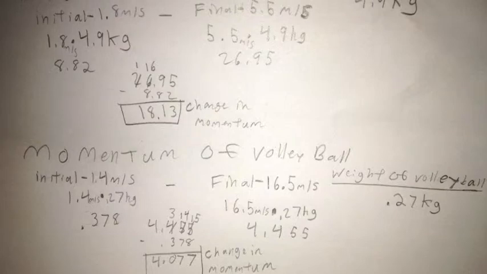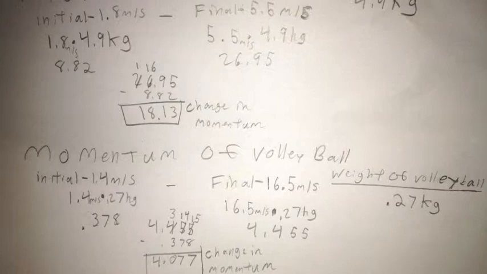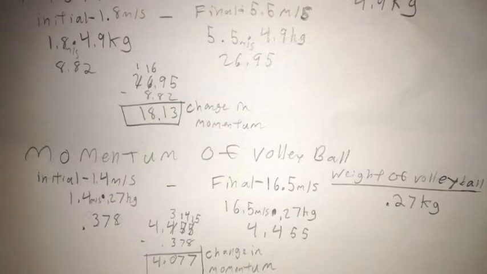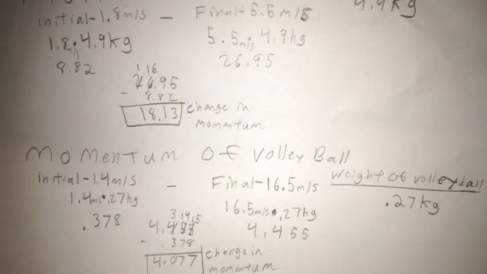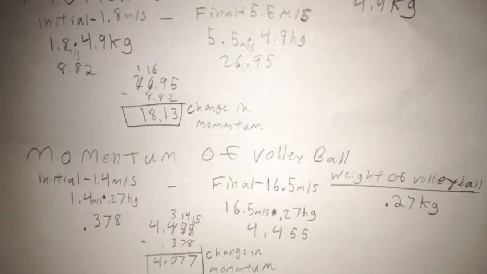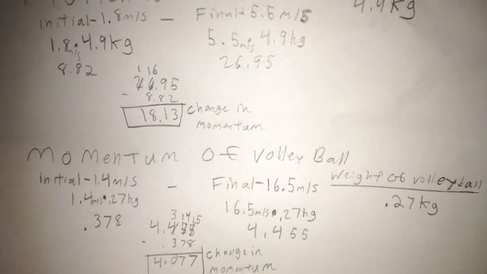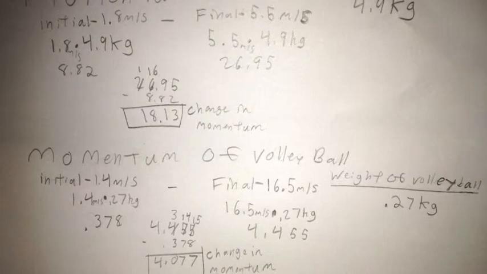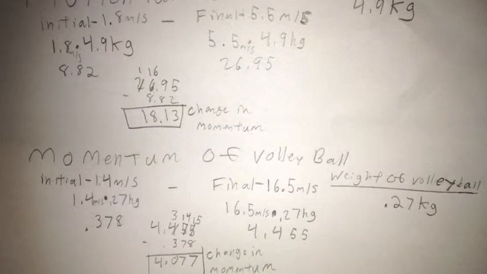We then subtracted 0.378 from the 4.455, and our answer was 4.077, which rounds to 4.08, and that is the change in momentum of the volleyball. We then added the changes in momentum from Vince's arm and the volleyball, and we got 22.2 as the total change in momentum from Vince's hand to the volleyball.